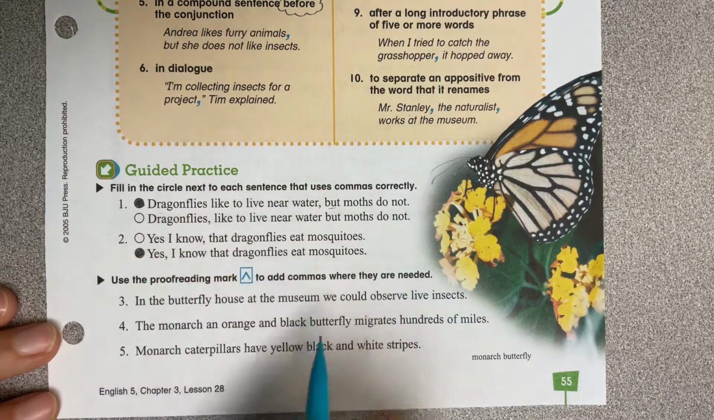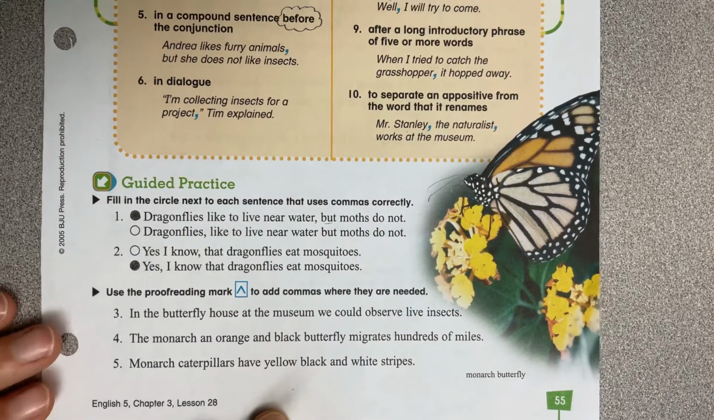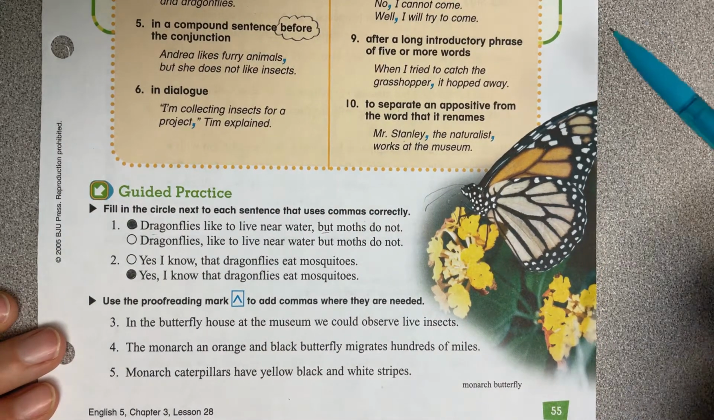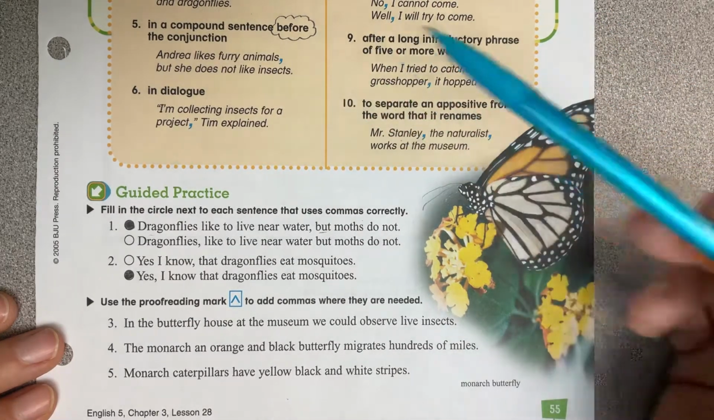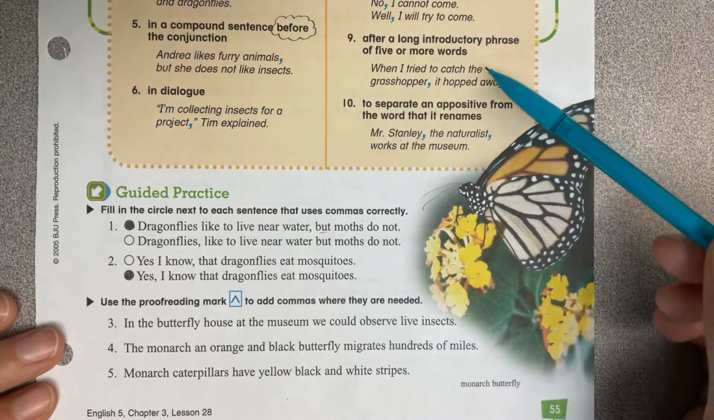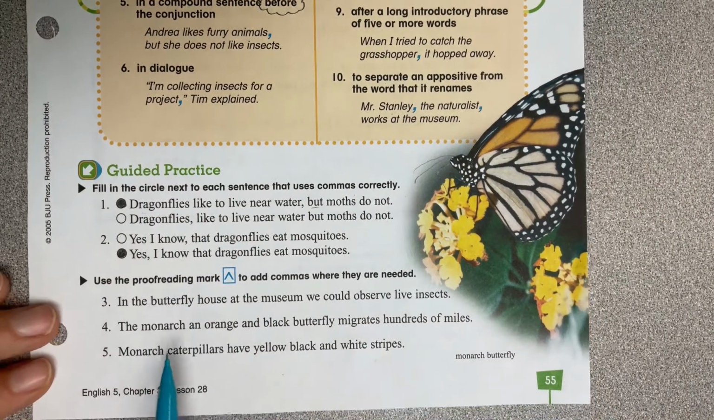Rule number 9 helps us with that one. For the top one, rule number 5 would help us with that one, and even rule number 9 as well.